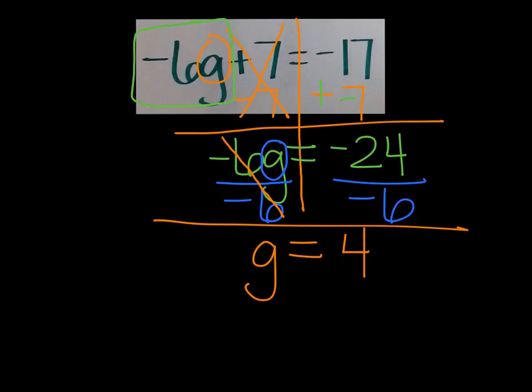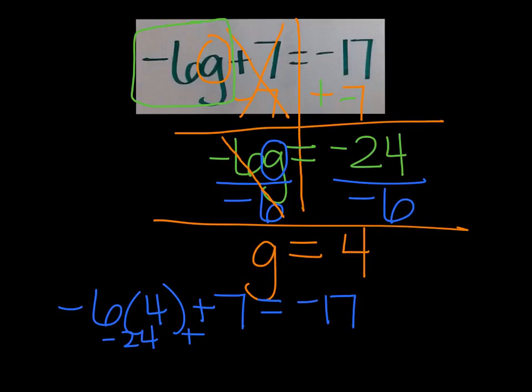Now, remember, you should never miss an equation because you can always plug your answer in and see if it works. So let's see if negative 6 times 4 plus 7 is indeed equal to negative 17. Following order of operations, that would be negative 24 plus 7 is equal to negative 17. I'm running out of room, but negative 24 plus 7 is in fact the same thing as negative 17. So you have equivalent values on both sides of that equal sign. So you know that this solution of g equals 4 is correct.